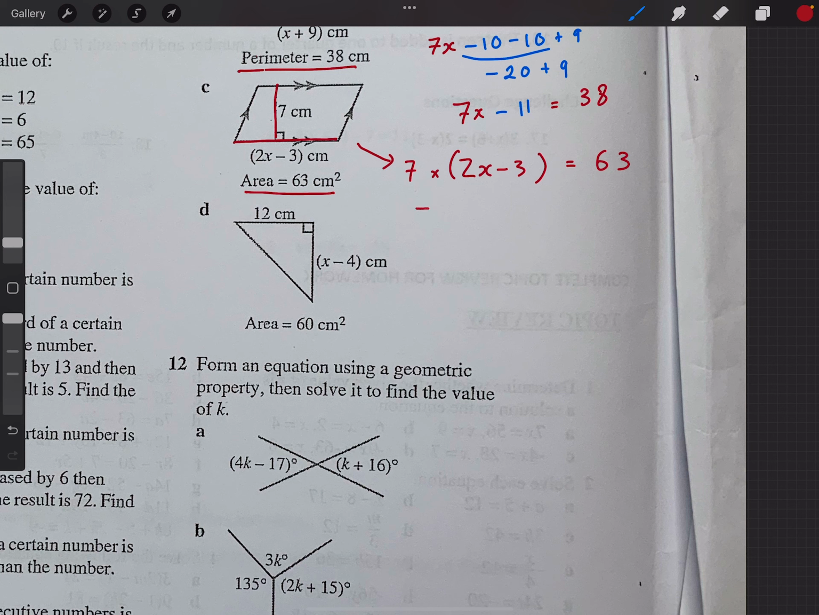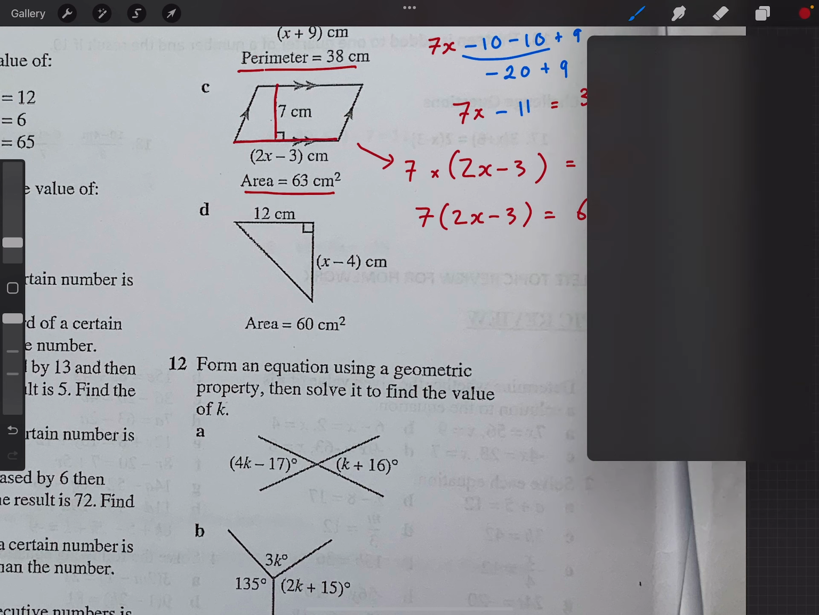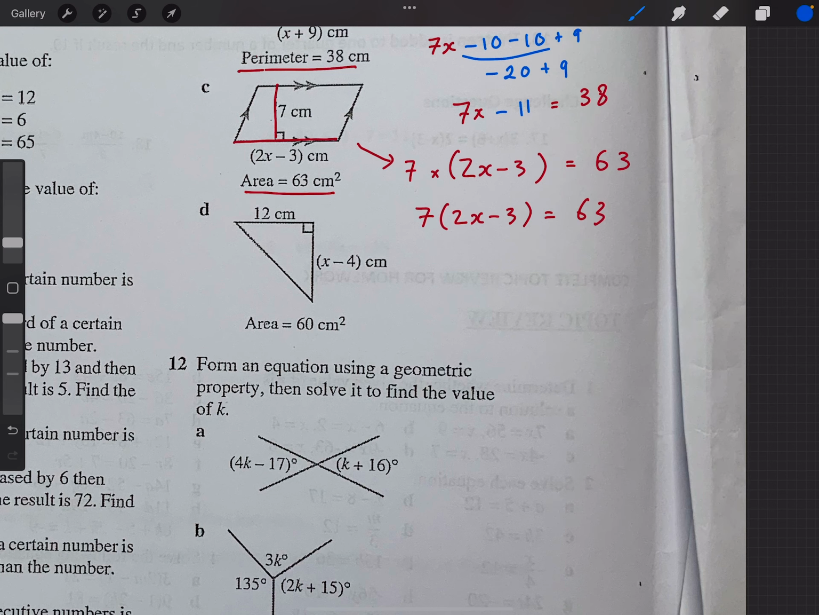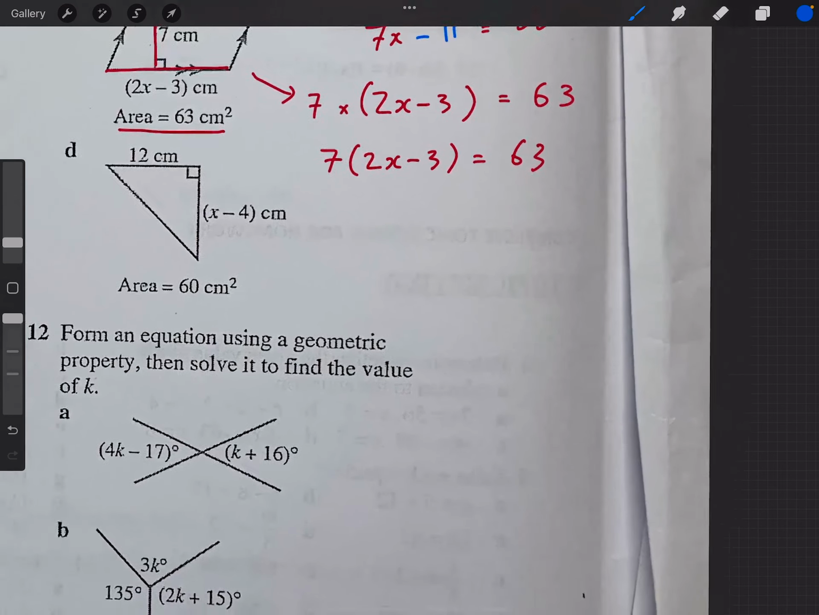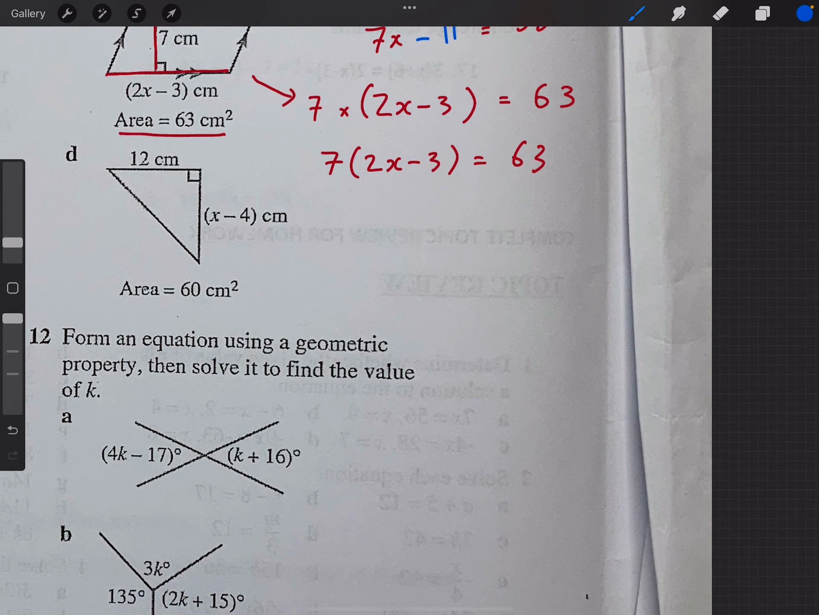So let me rewrite this. 7 times (2x minus 3) equals 63. Now, you can do the backtracking strategy, or you can expand this. There's two ways. If you decide to expand this, you're going to get 7 times 2x, so that'll be 14x. And then 7 times minus 3, which is minus 21, is equal to 63. And then you can work backwards to get x.